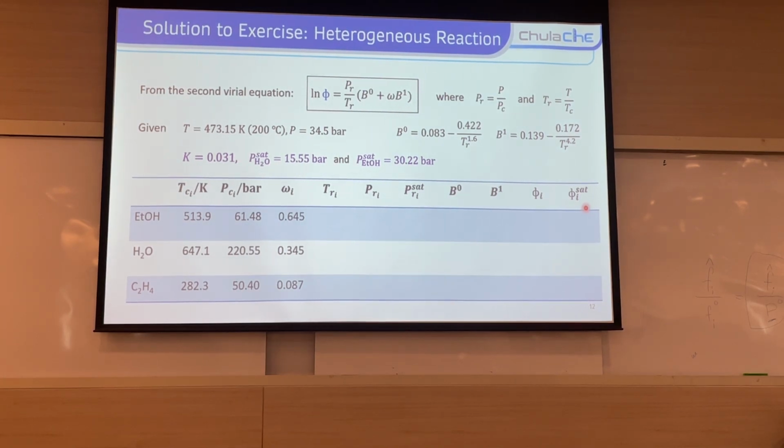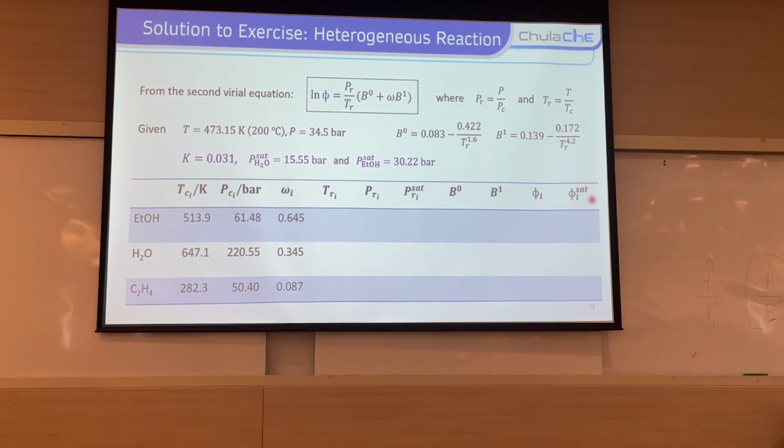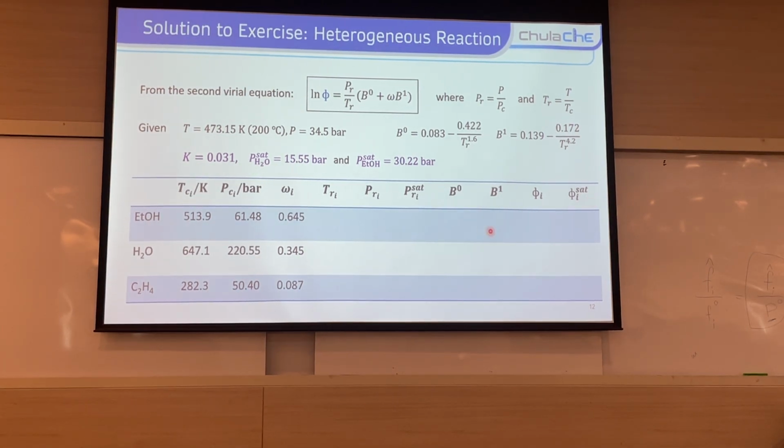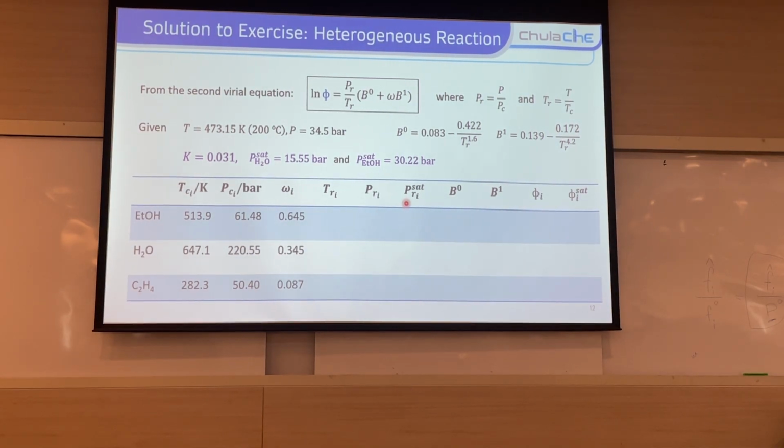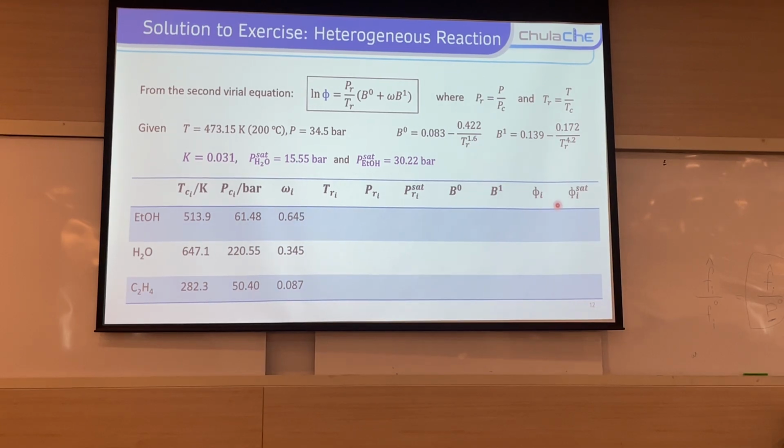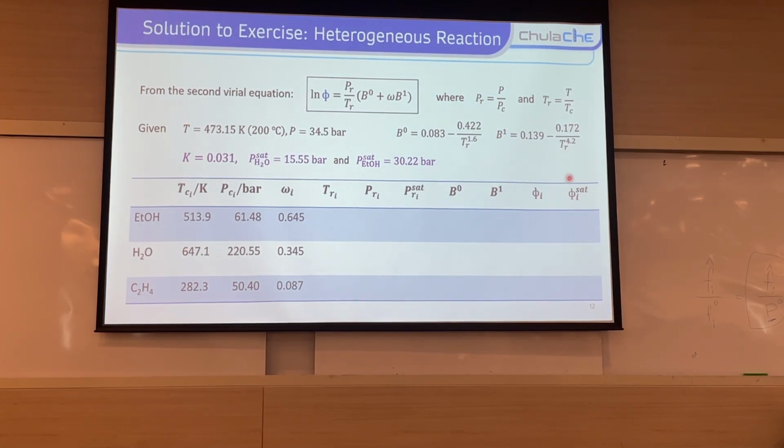And this one, how to calculate this one? The difference here is the superscript sat, meaning saturated. The difference is that you use the reduced pressure at the vapor pressure. So you calculate it the same way with the same equation, but in this case, you have to use the reduced vapor pressure instead of the normal reduced pressure. Then you can get this one.